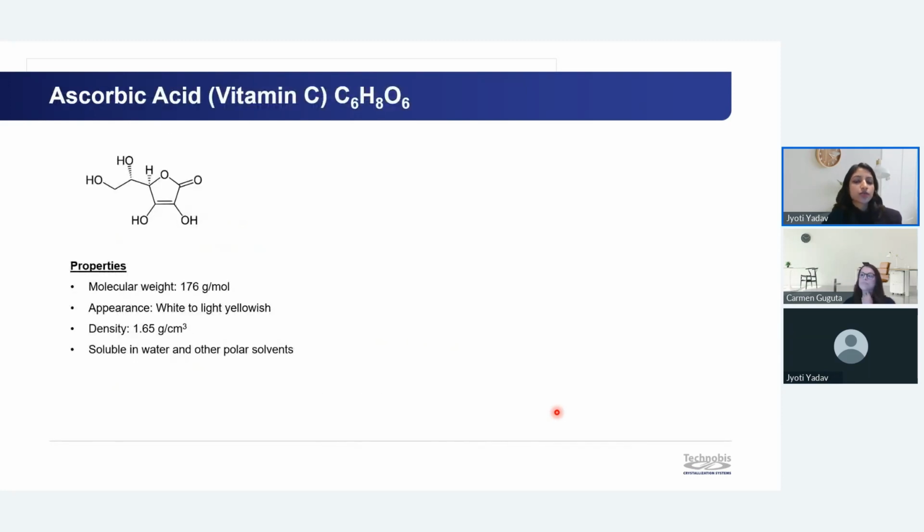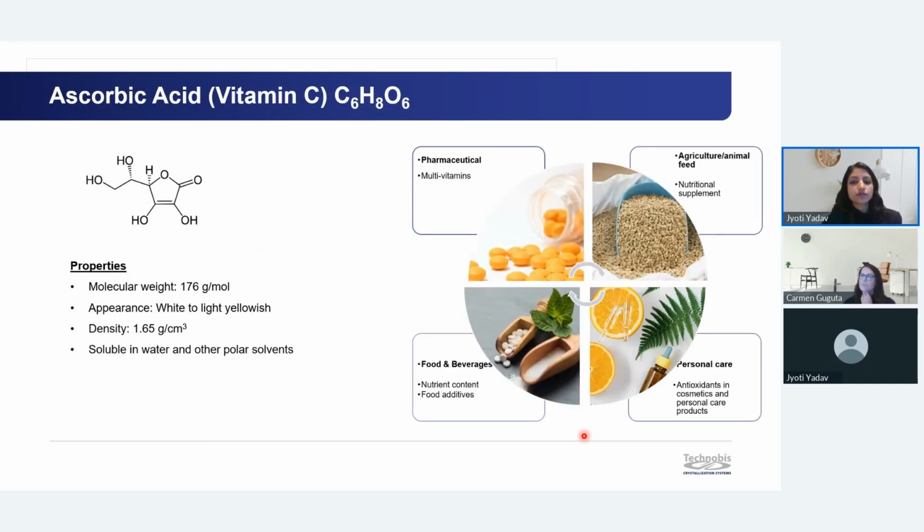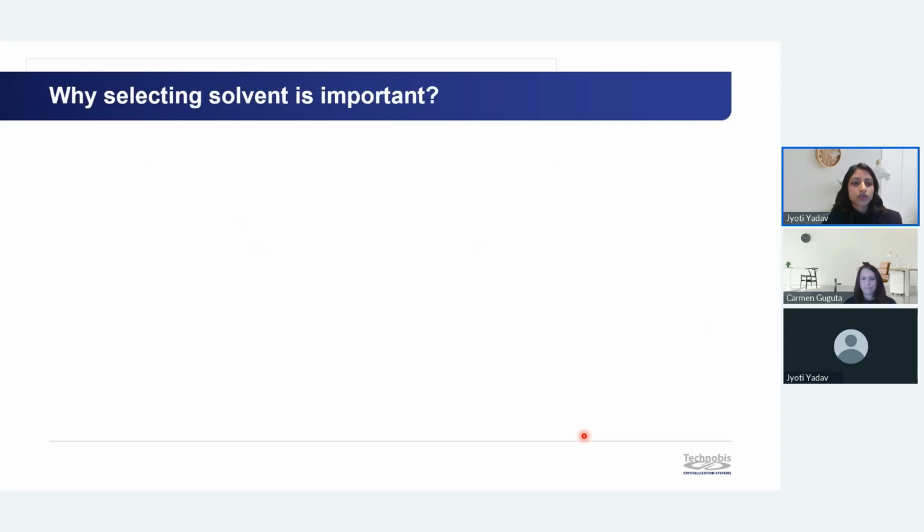Ascorbic acid, commonly known as vitamin C, is an essential compound with a wide range of applications in pharmaceutical, food, health, and personal care industries. It has antioxidant properties, and is well known for preventing inflammatory diseases and boosting immunity. Now, solution crystallization is an important separation and purification step for the production of ascorbic acid, and water is used as a solvent for crystallization. But there are other solvents as well, like alcohols, which can be used for crystallization of ascorbic acid, from where the question arises: which solvent to select, or in general, why is solvent selection important?